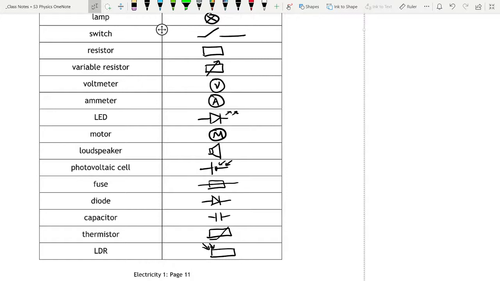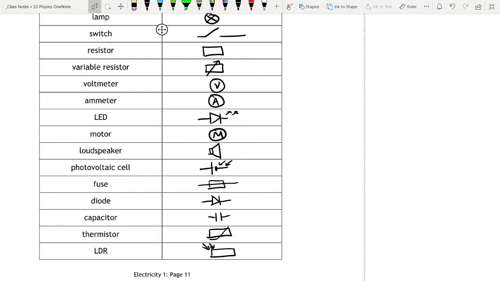Fuse is a rectangle with a line straight through it. Diode is like the light emitting diode, but without the arrows. It's just a diode. And the reason that it's sort of like a triangular shape is because it has to point in a certain direction for it to work, which you'll learn about in electricity 3. Capacitor is kind of like a cell, but they're the exact same length lines.